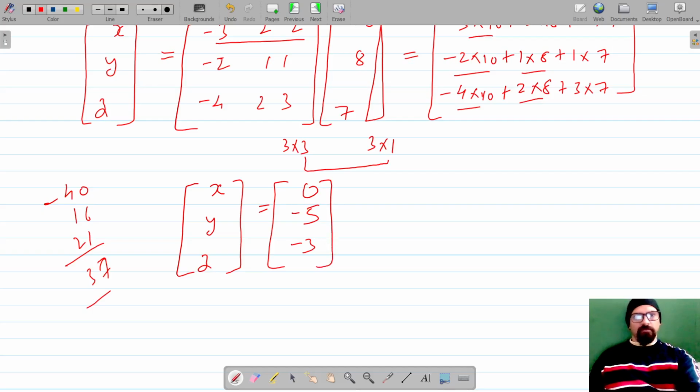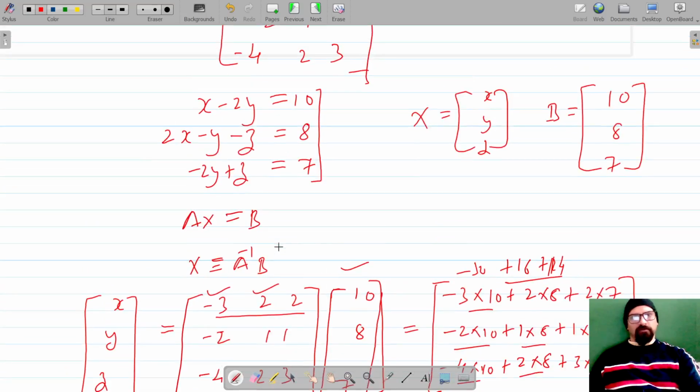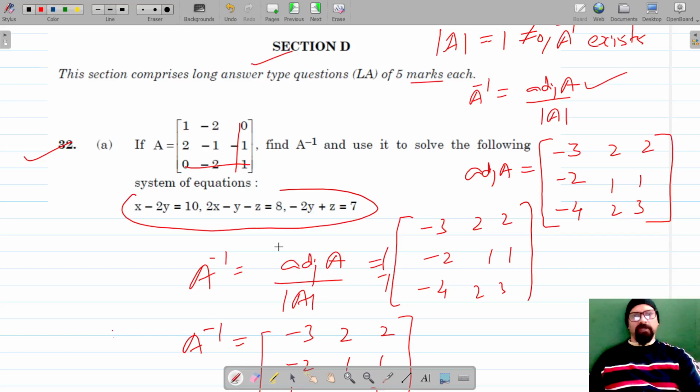So these two matrices are equal, and if we equate the corresponding elements, x is equal to 0, y is equal to negative 5 and z is equal to negative 3. This solves the given set of equations using the matrix method. Let's move on to part B of the same question.